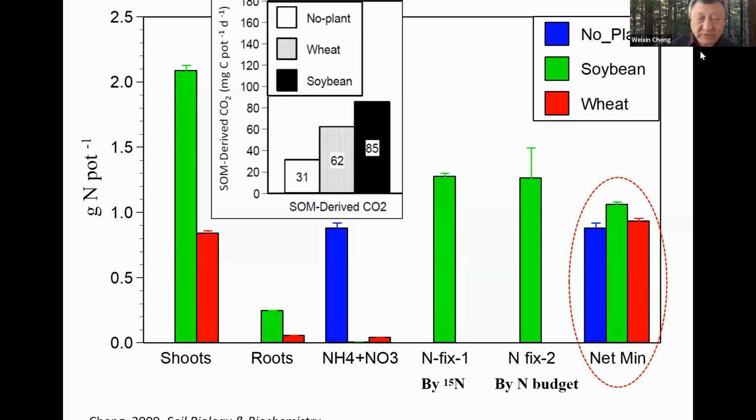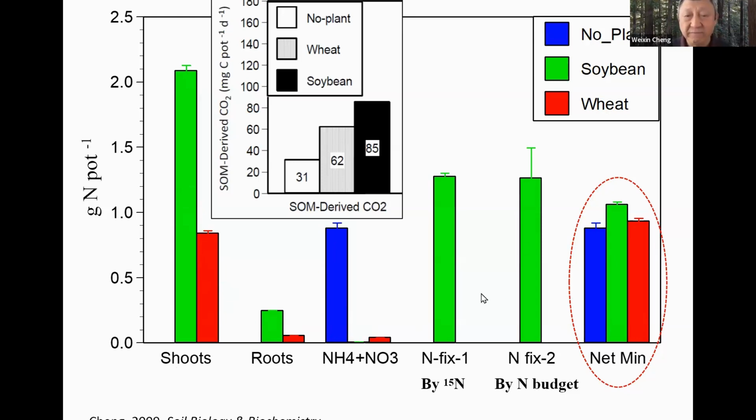Okay, so the overall story. On the left here, this is what's in the shoots, in the aboveground plant tissue. This is what's in the roots. The green bar is for soybean, the red bar is for wheat, and the blue bar is for the no-plant control. You see these middle three are what's left in the soil in terms of inorganic nitrogen.